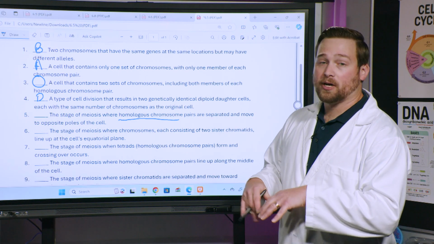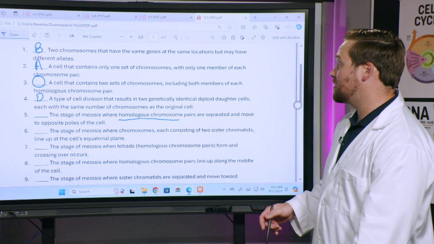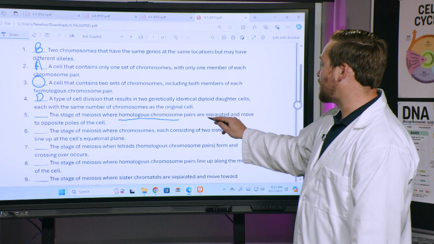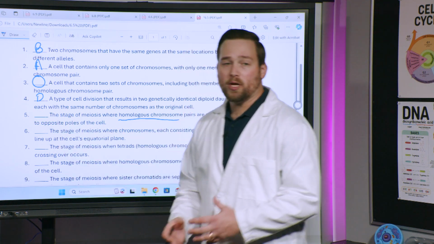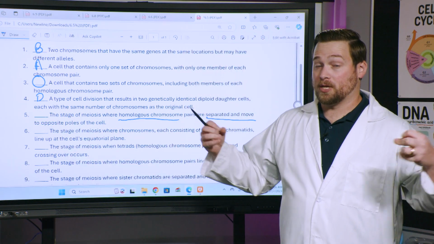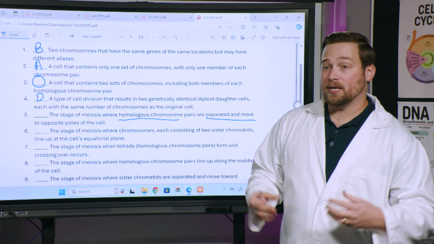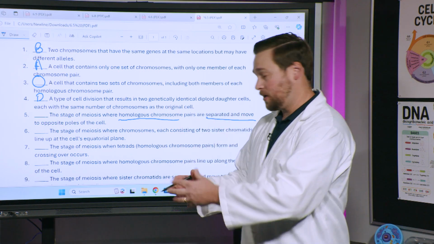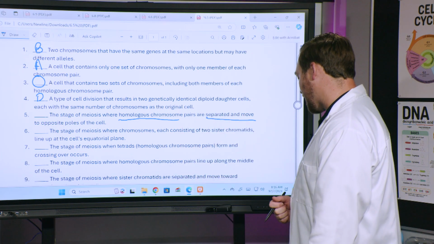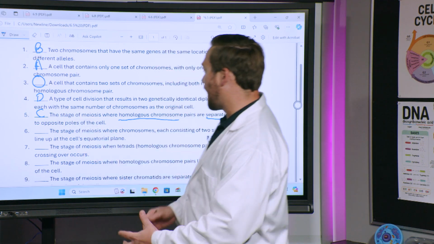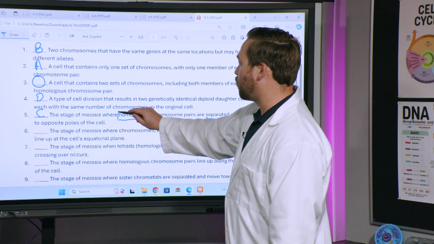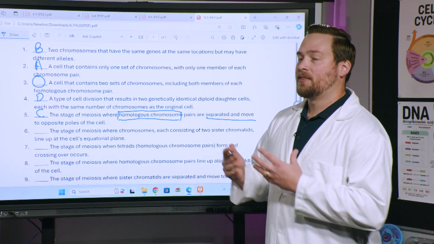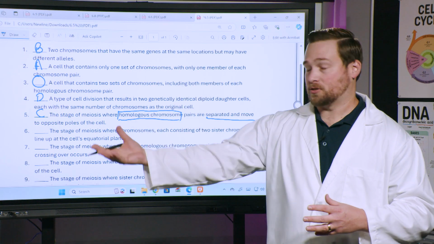So now all I have to do is figure out which part of PMAT it is. So this says the stage of meiosis where the homologous chromosomes are separated and move to opposite sides of the cell. So what do we call it when they're pulled apart from each other? Being pulled apart is known as anaphase, and because it says homologous chromosomes, we know that it's anaphase 1, okay? So anaphase 1 for 5, and that's going to be letter C. So just remember that. If you see homologous chromosomes, it's meiosis 1. If you see the words sister chromatids, that's letting you know that it's meiosis 2, okay?